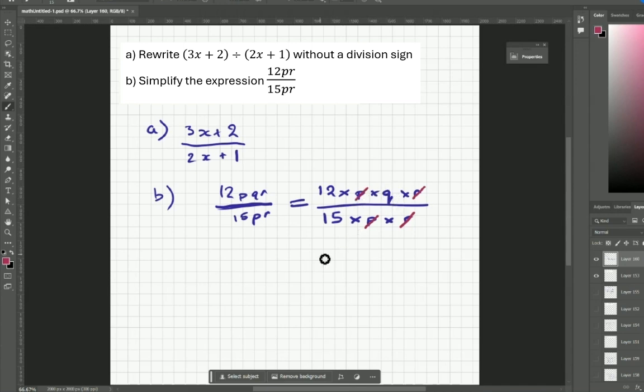Now let's look at the coefficients. We have 12 and we have 15. Is there a common factor between these two numbers? Yeah, there is. It's 3. So if we divide the top by 3, 12 divided by 3 is 4, and 15 divided by 3 is 5. Now that we are done, rewrite our fraction with everything that we have remaining. So 4q all over 5, and that's the answer.